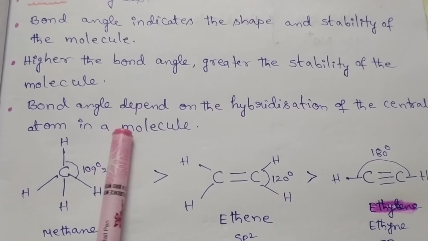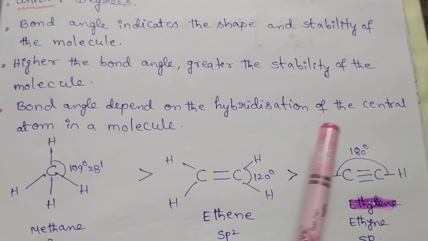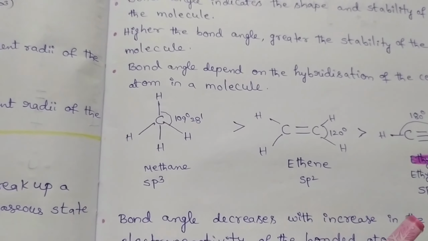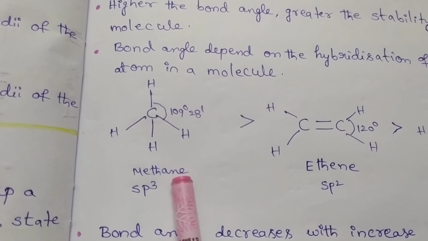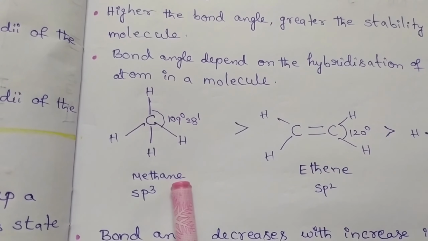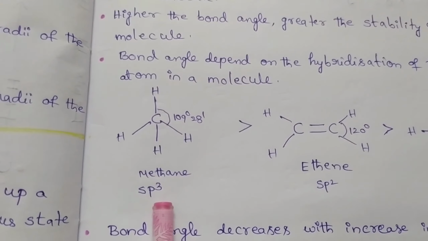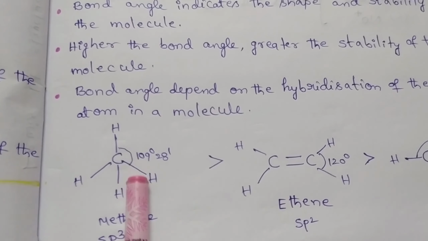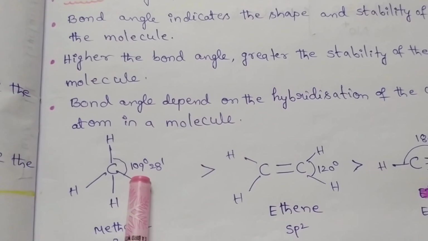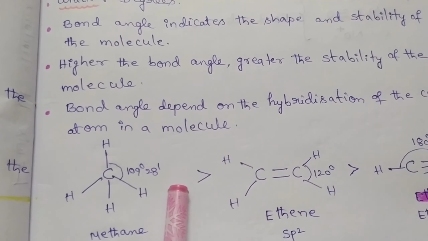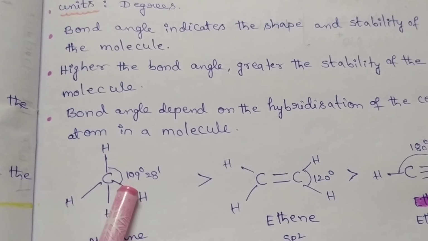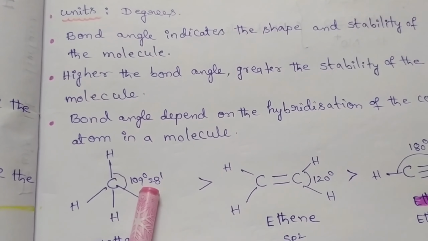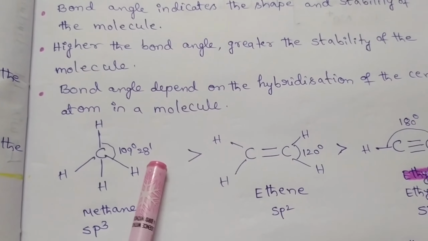Higher the bond angle for a molecule, greater the stability of that molecule. Bond angle depends on the hybridization of the central atom in a molecule. For example, we can take a methane molecule which is in sp3 hybridized state. Here the bond angle is equal to 109 degrees 28 minutes.